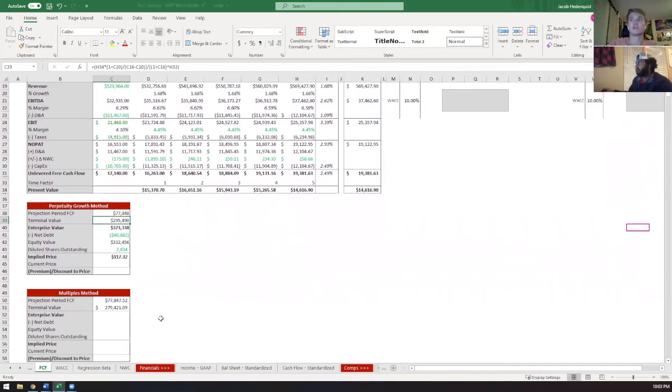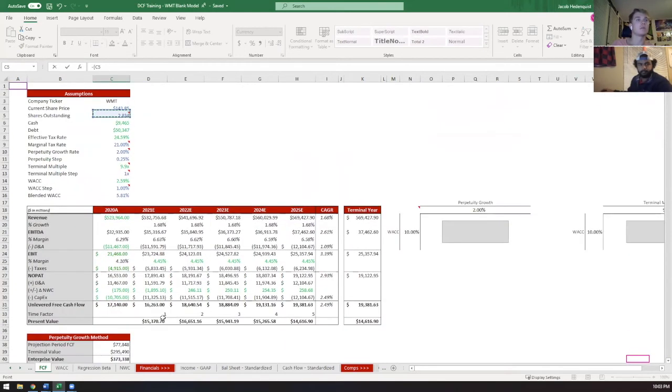You can see Walmart trades at a premium compared to its competitors. The median EV to EBITDA multiple of its competitors is lower than Walmart's EV to EBITDA, so it brings down that terminal value. Again, enterprise value here is just going to be the sum of these two right here, minus our net debt. To illustrate this again, we're going to go up here.